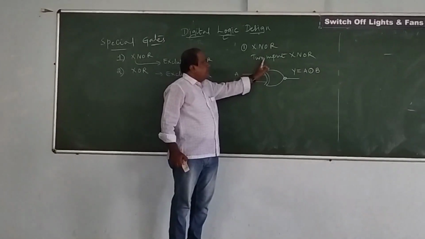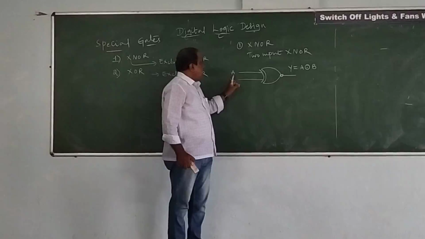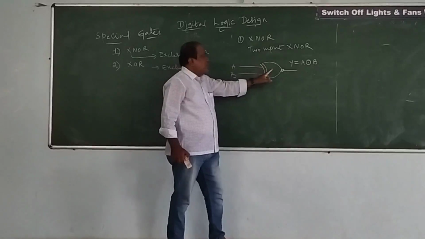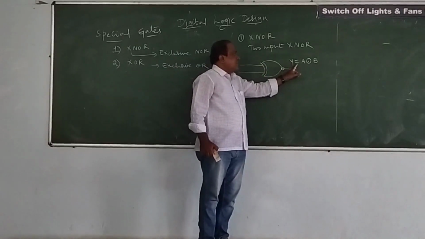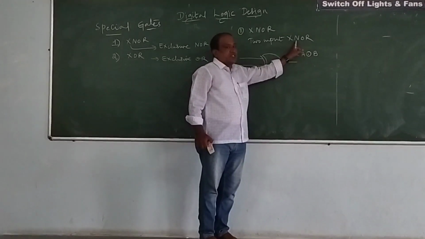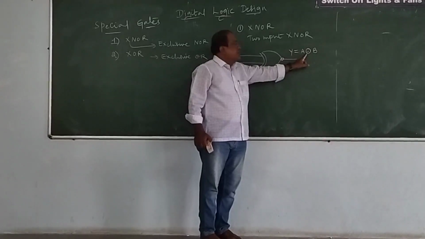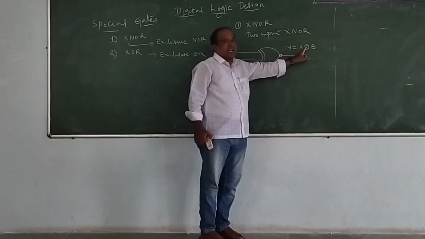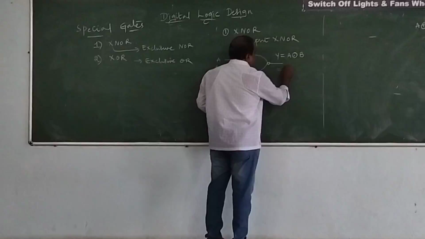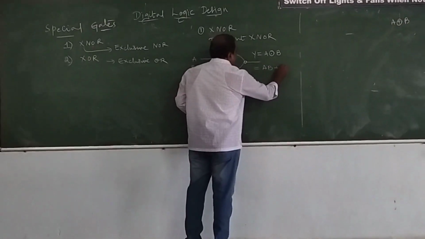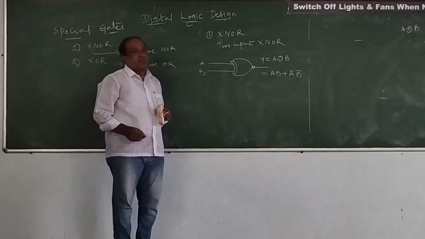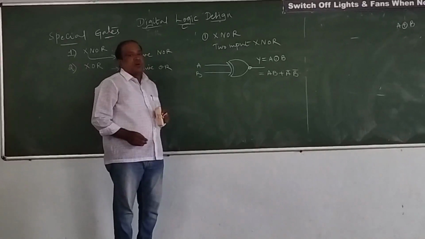What is the two input XNOR gate? As it is two variables A and B, this is the schematic of the XNOR, and we write the Boolean expression Y is equal to A XNOR B. When you want to represent XNOR in digital, you represent it with a dot inside a circle, so that we can expand this expression, which is AB plus A complement B complement. This is the exact Boolean expression for the exclusive NOR gate.